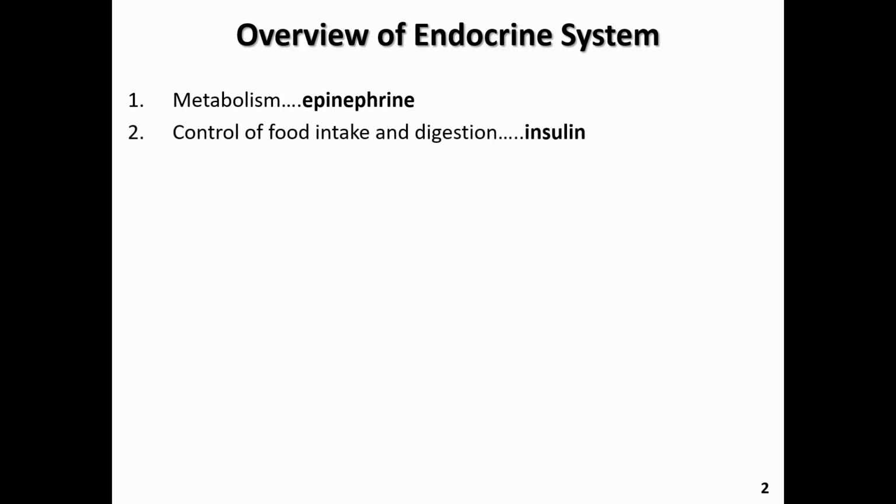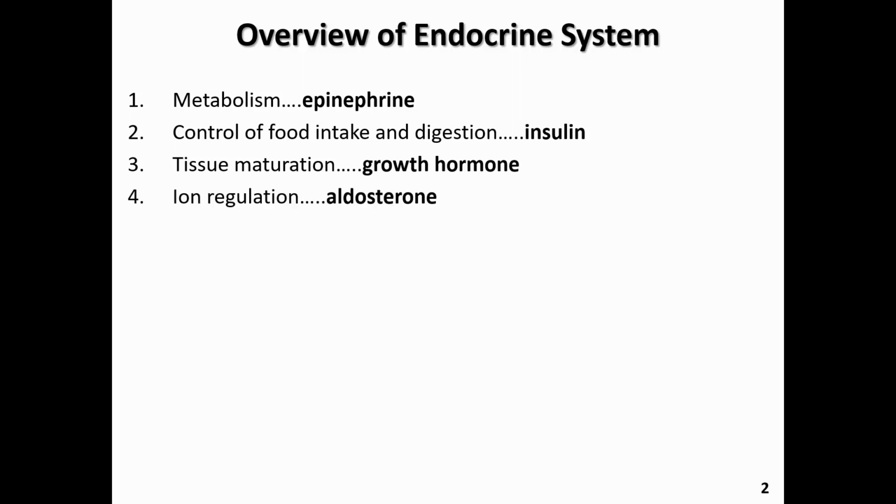The endocrine system will also secrete hormones, secrete chemicals that will be involved with the control of food intake and digestion. And one general hormone that will be addressed later is insulin. Growth hormone is a hormone secreted by the endocrine system that will contribute to tissue maturation and tissue growth. The regulation of ions in extracellular fluids is assisted by the secretion of aldosterone.